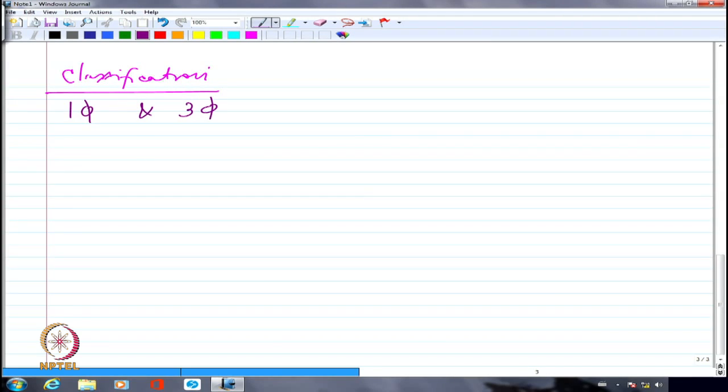Single phase transformer is commonly used only in domestic applications. Hardly ever you would see the single phase transformer in transmission or distribution application. Whereas three phase is always used in all transmission and distribution applications. Right? We also have one more type of classification based on construction.